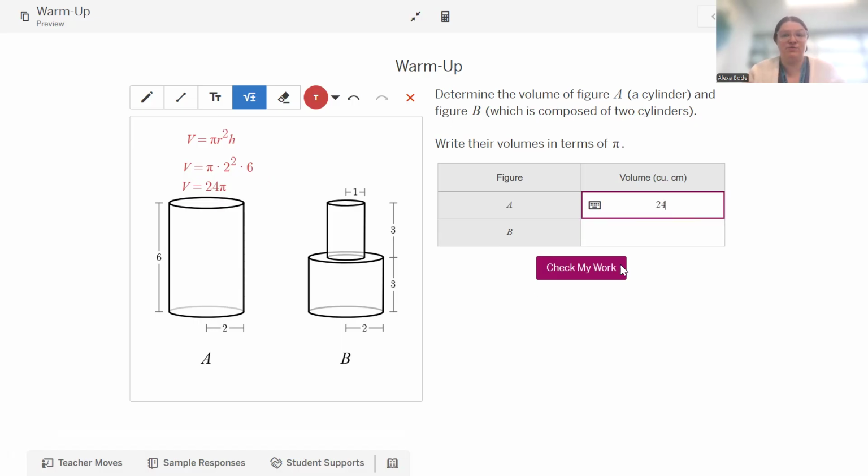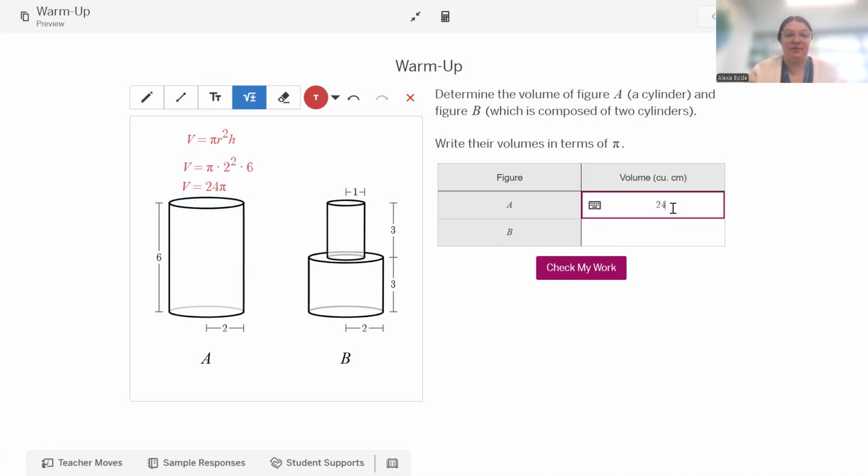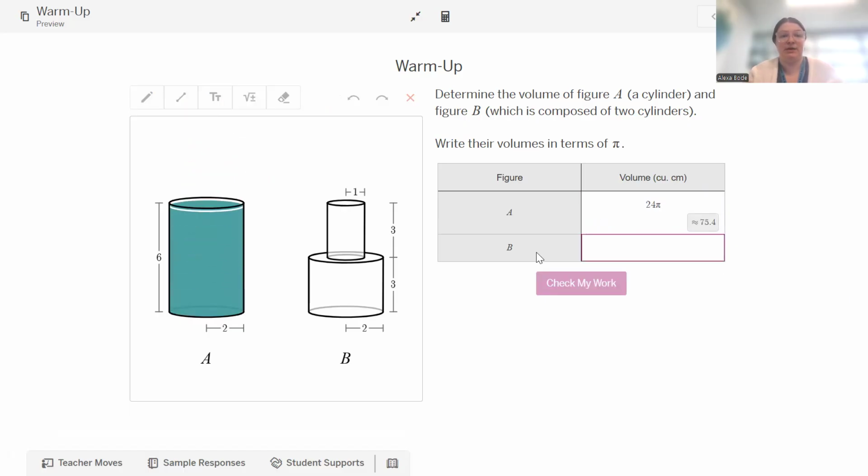Don't forget the pi symbol. If you just put 24, it's not going to fill up all the way. But if you put 24 pi, it's going to fill up all the way. So make sure you don't forget those pi symbols.